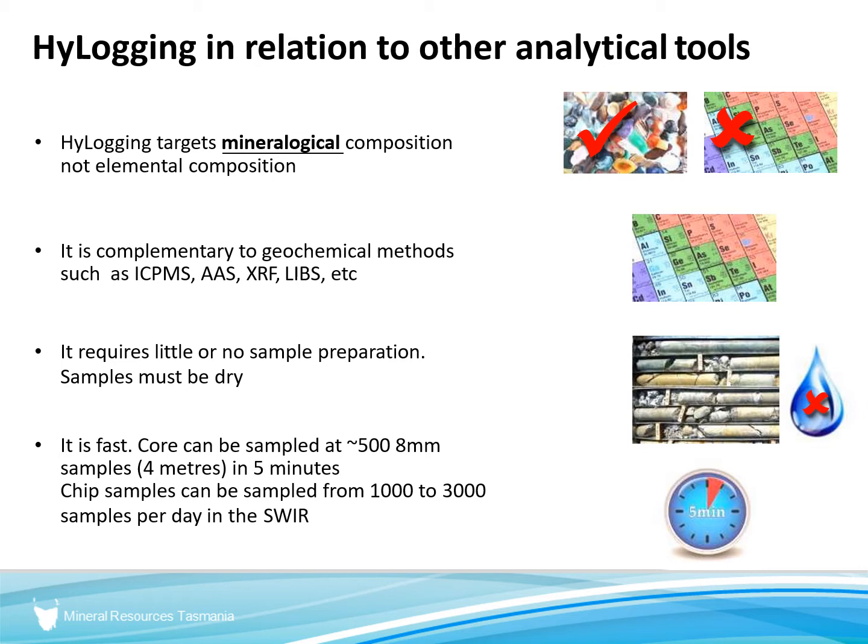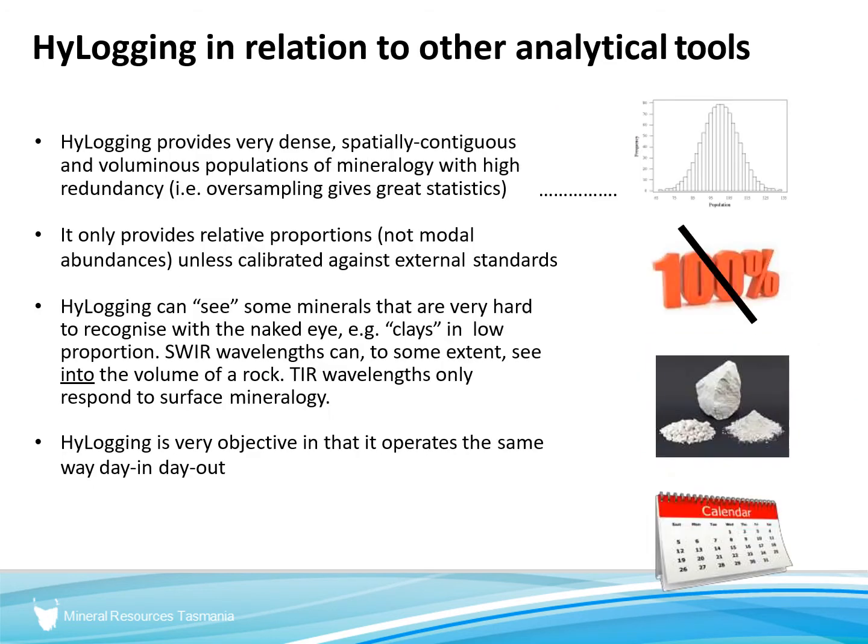And this is with a HyLogger. I think you can do a lot quicker with a handheld device if you're sampling every 1 meter or so, but you're getting 1/100th the number of samples as you can with the HyLogger. HyLogging provides a very dense data set. You can get really good statistics because of all this redundancy of oversampling. So you can be sure of what you get.